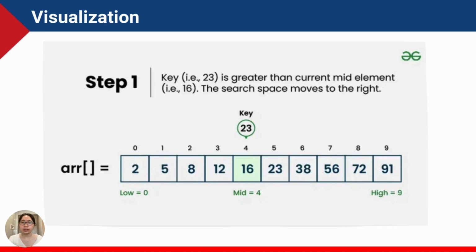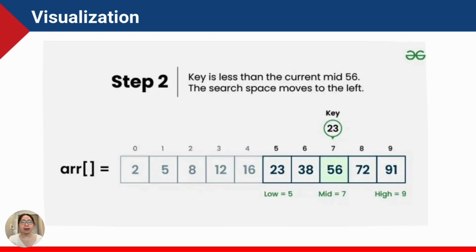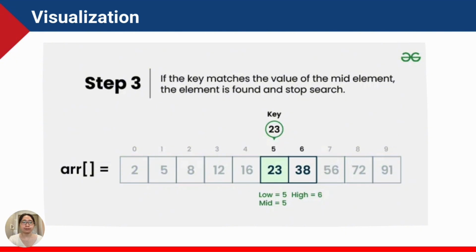Finishing step 1, we will continue with step 2. In this step, the new search range is low equal to 5 and high equal to 9. We calculate the new middle index, which is 7, and the value is 56, right? Now we compare again. Is 23 greater or smaller than 56? Well, it's smaller, so the target must be in the left part of the sub-array. So we eliminate the right portion and move the search space to the left.